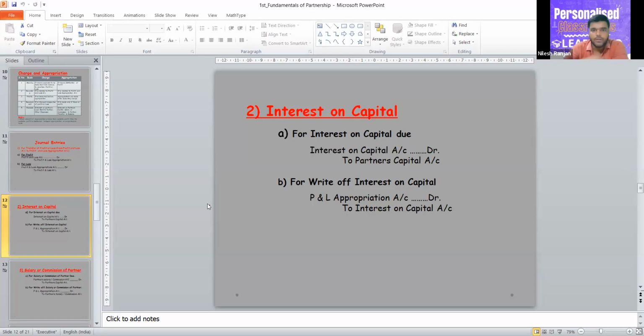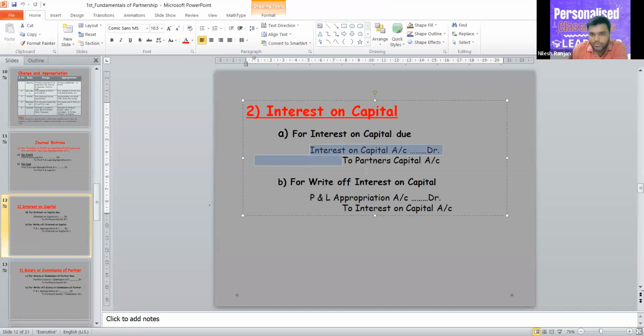So the interest on capital is related with current year. So we have to write it off in current year. First we have to pass journal entry of interest on capital due, and then we have to write it off in current year itself. So we write it off by profit and loss appropriation.